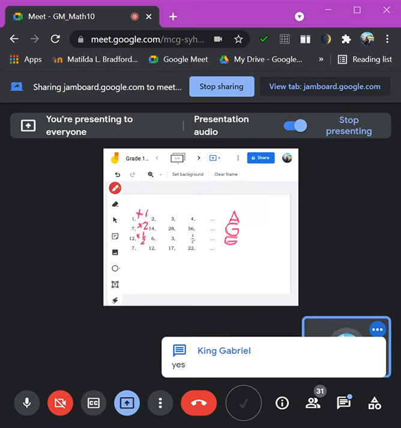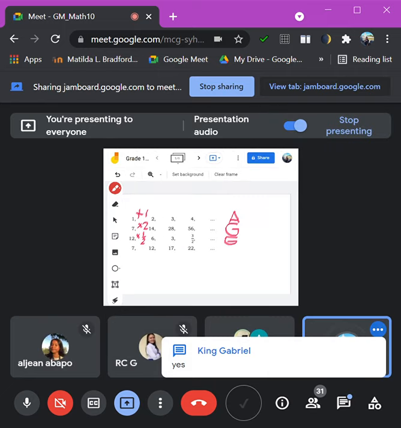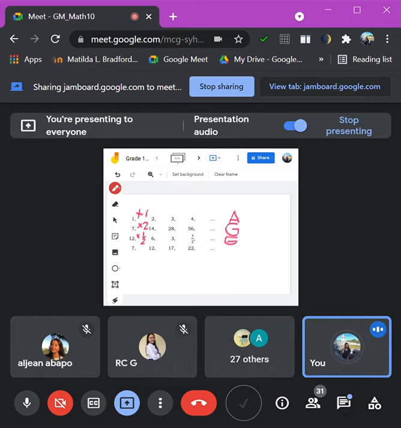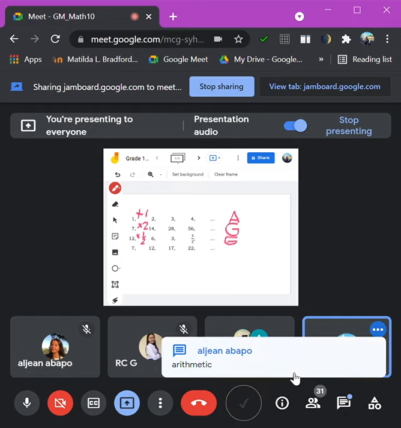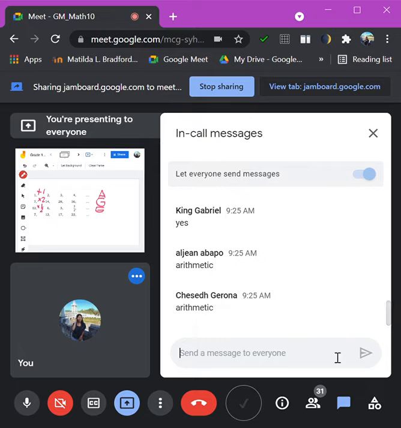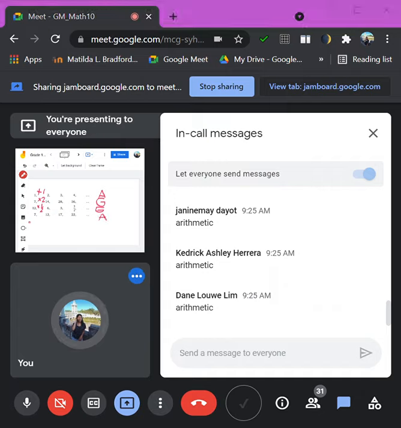Okay, Sabtan, how about the last one? We have there 7, 12, 17, 22. Is this geometric or arithmetic? Okay, we have answers already. Okay, and you got it correct. That is arithmetic. Bilayahang common difference, class.